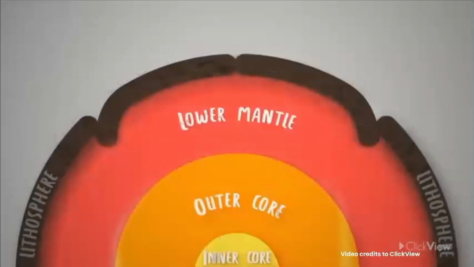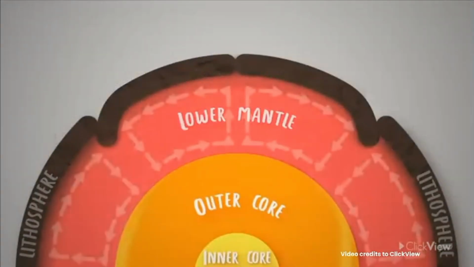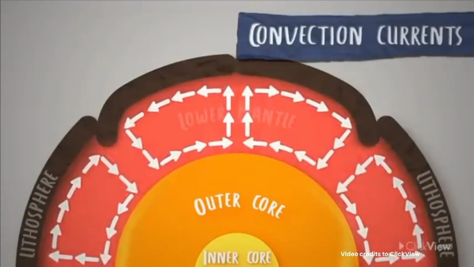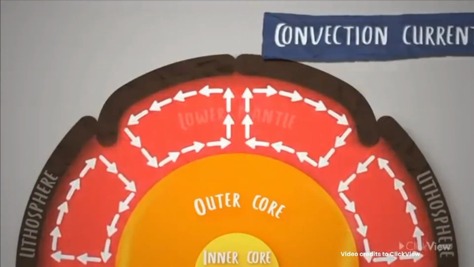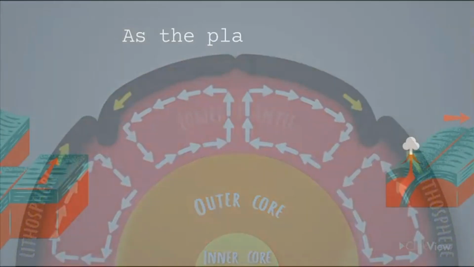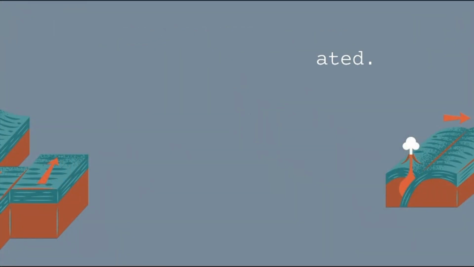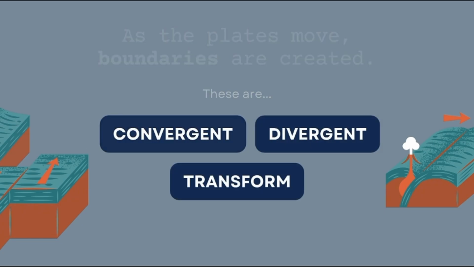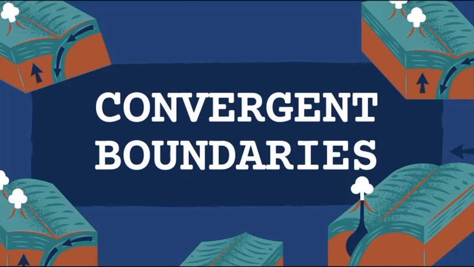Mechanisms of plate motion. Mantle convection. Convection current is where heat from the Earth's interior causes the mantle to flow slowly in convection currents. These currents drag the overlying tectonic plates along with them. As the plates move, boundaries are created, which are convergent, divergent, and transform boundaries.